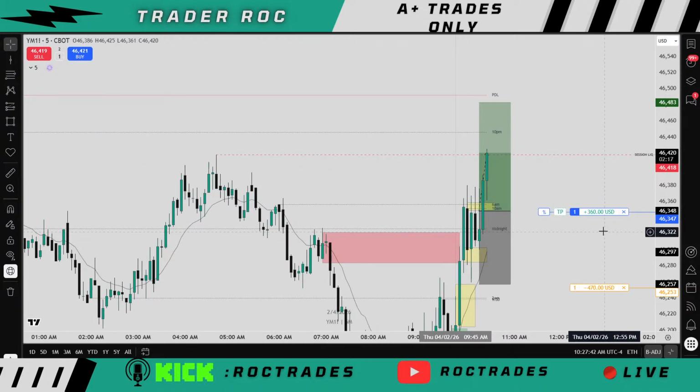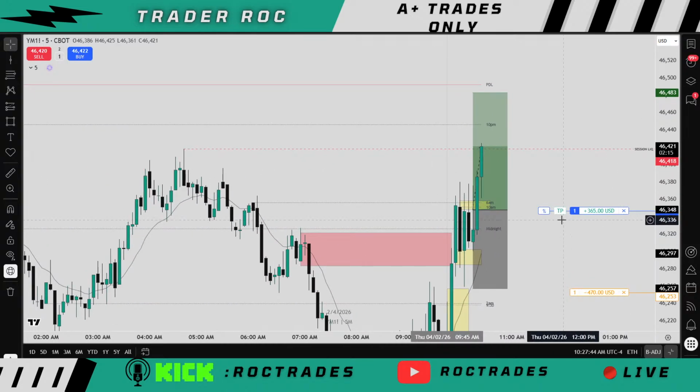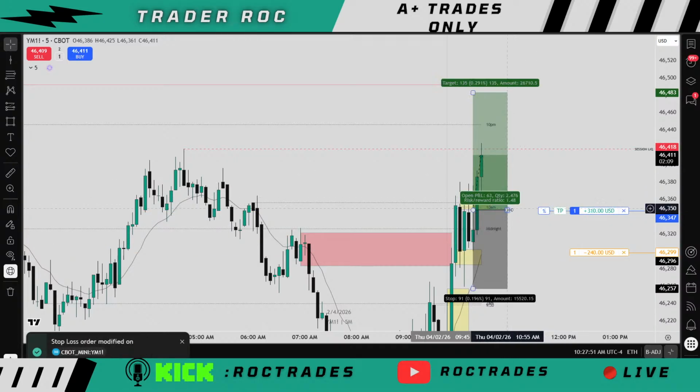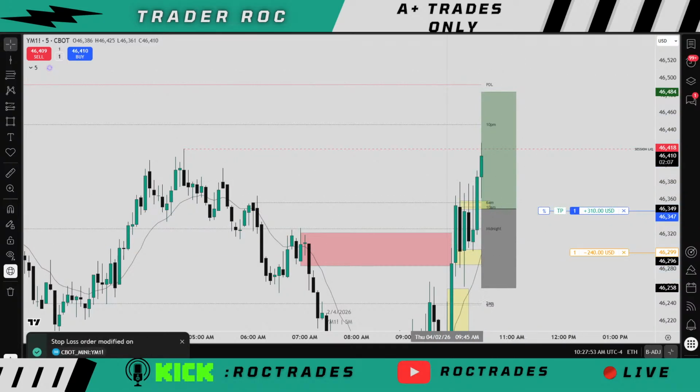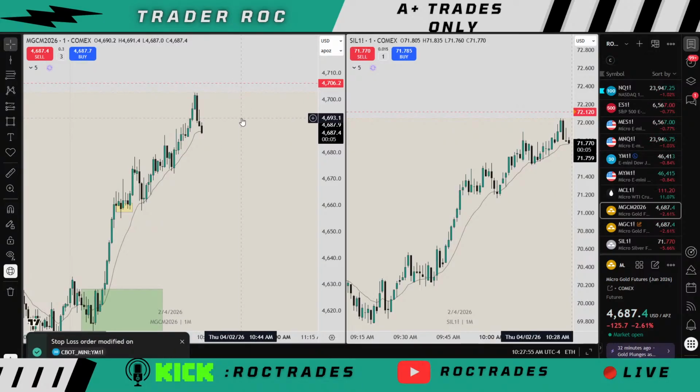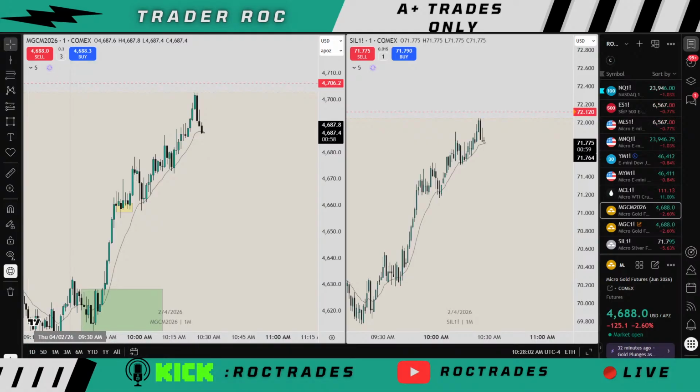Move to break even here. Or maybe not break even. I'll just cut my risk in half. I still think we have more upside to go because gold hasn't taken it. But if we start seeing a little bit too much rejection here, might have to cut this.